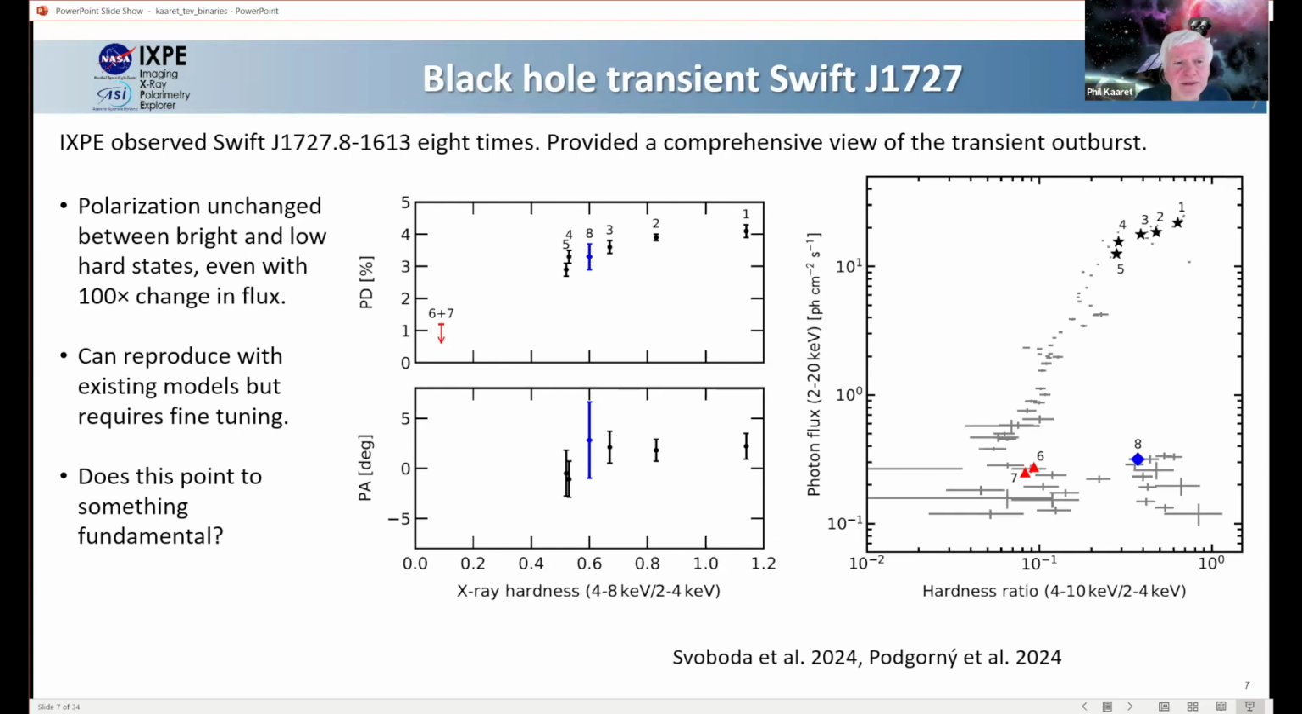And we can reproduce this with existing models, but it requires fine tuning of the parameters. But it seems to be a very robust result. I mean, the accretion geometry is essentially the same, even though there's this huge change in accretion rate. And it really is a good question of whether that points to something fundamental.